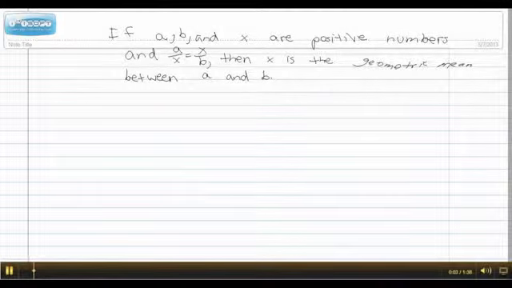If a and b and x are positive numbers, and a over x equals x over b, then x is the geometric mean between a and b.